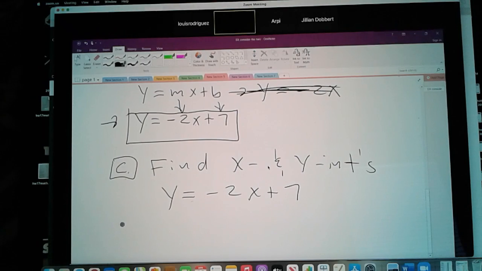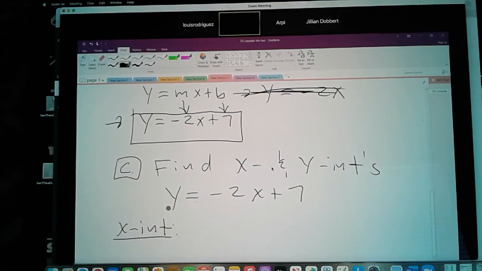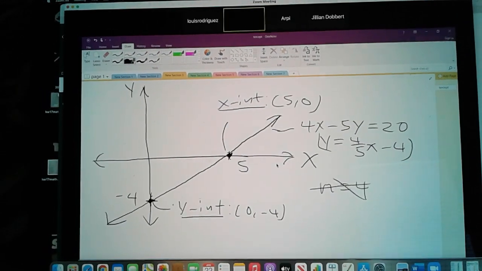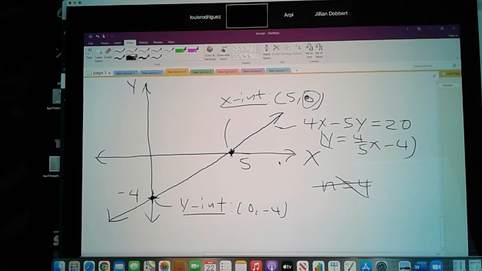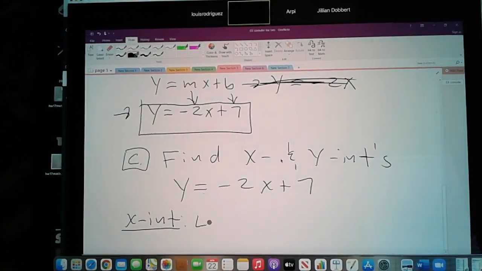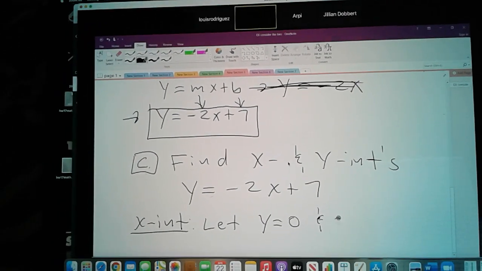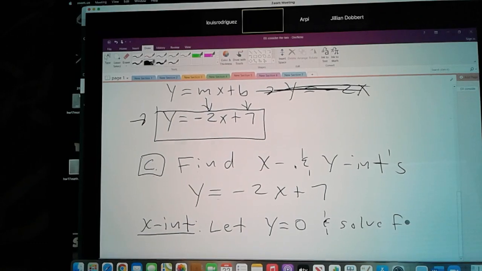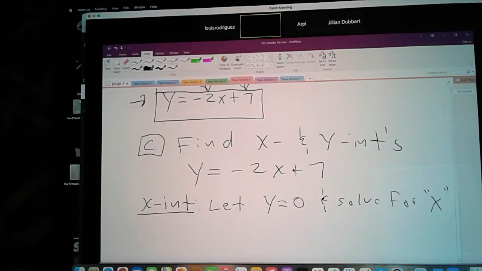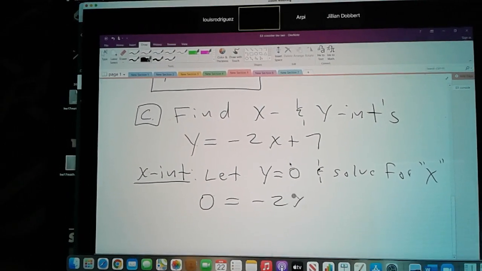If I want to find the x-intercept, that's the point at which the line crosses the x-axis. So again, when something's on the x-axis, the value of y has to be 0. So this is no different. I'm going to let y be 0 and solve for x. So I'm going to put in 0 for y and let everything else stay the same.